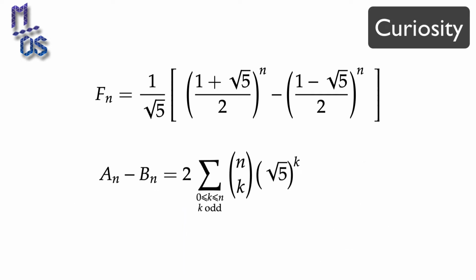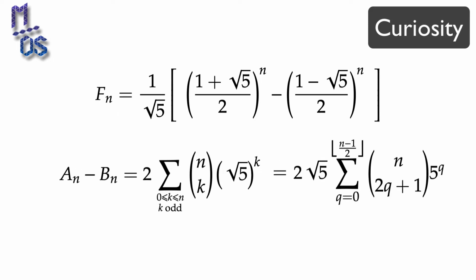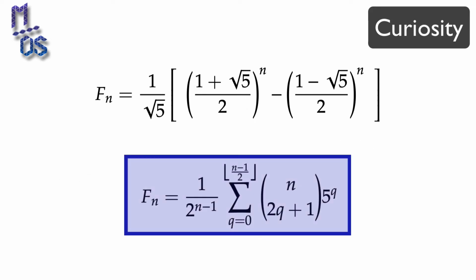Thus, a sub n minus b sub n is equal to 2 times square root of 5 multiplied by the sum from q equals 0 to floor of (n minus 1)/2 of n choose 2q plus 1 times 5 to the q. And finally, here is a new expression for f sub n.